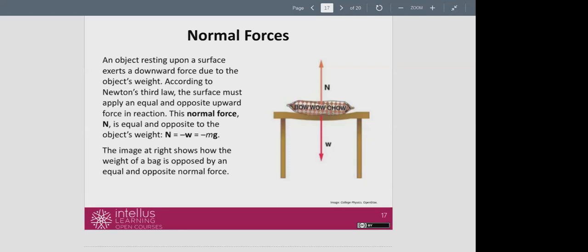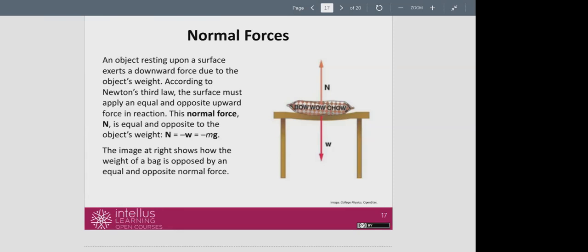Okay. And this arises because of Newton's third law. The Bow Wow child pushes down on the table, and the table pushes back. The Bow Wow child on the table is the action force. The table on the Bow Wow child is the reaction force. The table on the Bow Wow child is the normal force. Gravity on the Bow Wow child gives the object its weight.